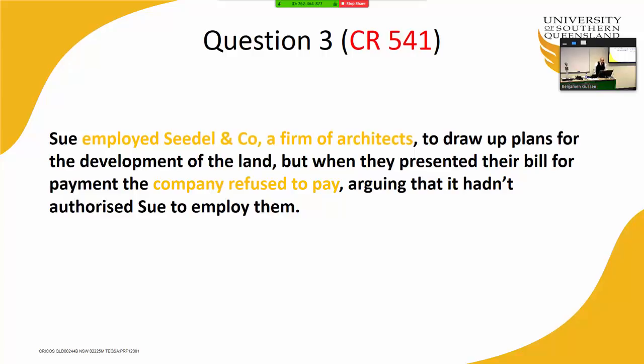Doing her job, Sue employed a company of architects to draw plans for the development of the land, but when they presented their bill for payment, the company refused to pay. So she's the managing director, she's developing the land. I'm going to cut a contract to these architects to come and develop the land for us. The time came for them to be paid, but the board of directors, the company, refused, arguing that it had not authorized Sue to employ them.